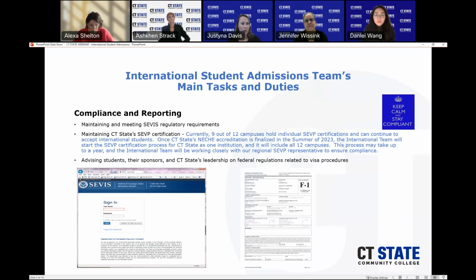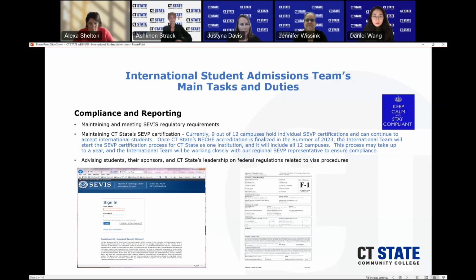One of the major projects for our team is Connecticut State's SEVP certification so that we can continue to accept international students as one college. SEVP certification allows institutions to issue Forms I-20, certificates of eligibility for non-immigrant student status, to prospective international students after admitting them for a program of study. Prospective international students use that I-20 form to apply for the F1 visa to enter the US, or in some cases to change status while in the US.